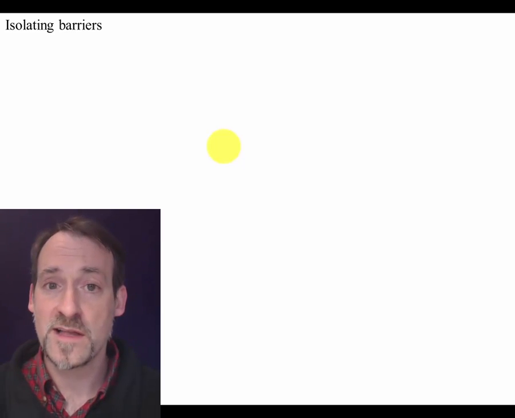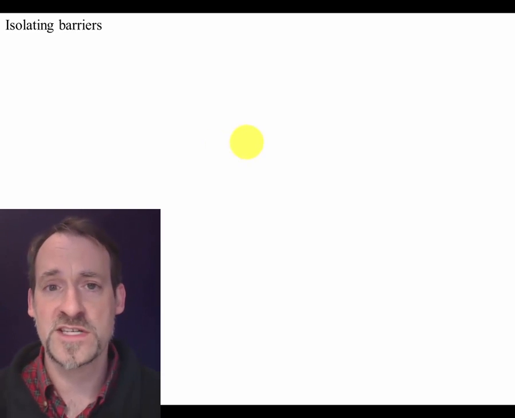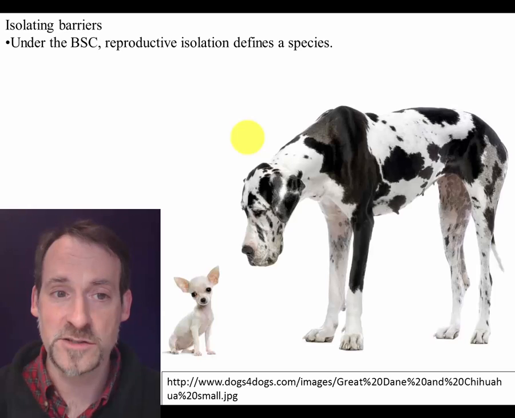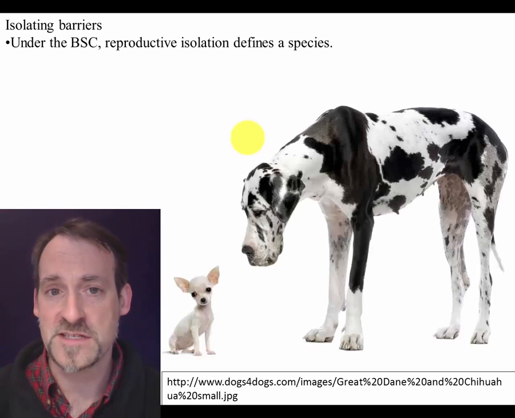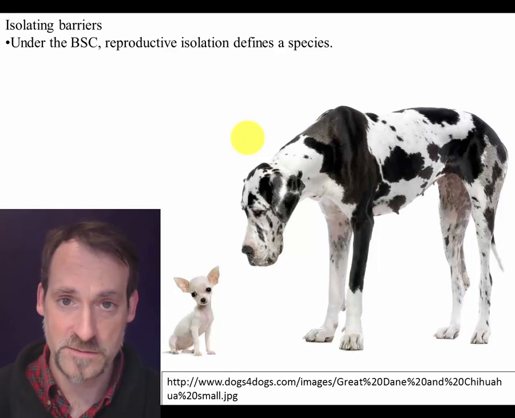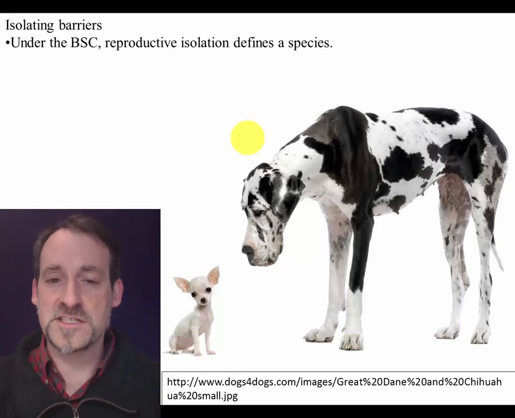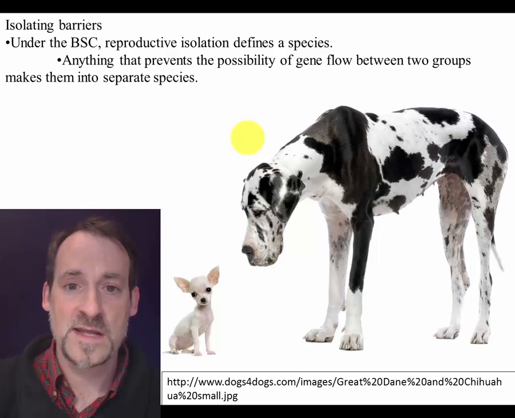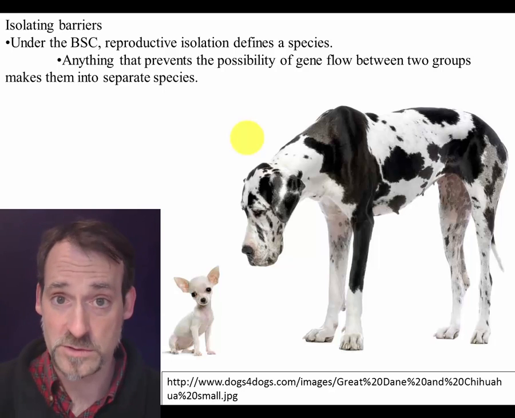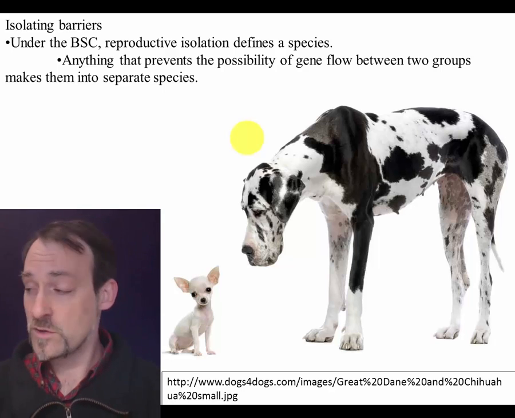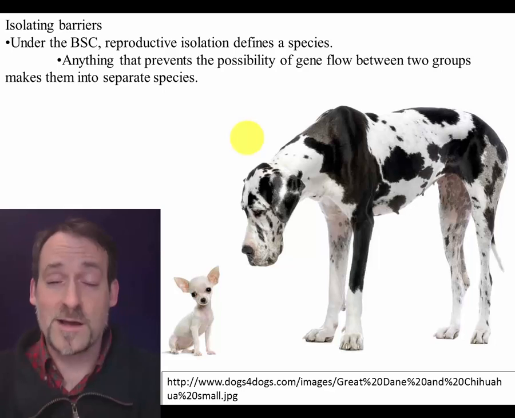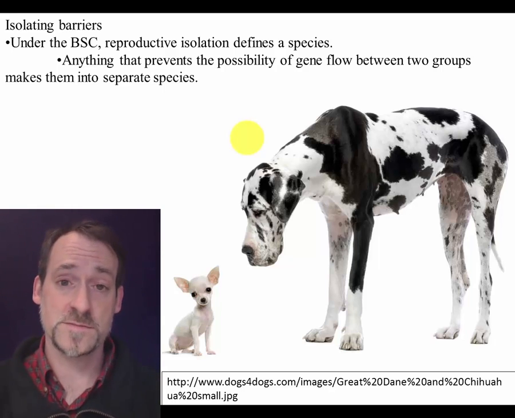When you're using the biological species concept, and that's what we're going to be talking about for the rest of this lecture, what you care about is interbreeding. Under the biological species concept, reproductive isolation is what delineates a species, what separates a species from every other living thing. Anything that prevents gene flow between two groups of individuals makes them into separate species. According to the BSC, this is how species come about: when something stops gene flow between two populations permanently.